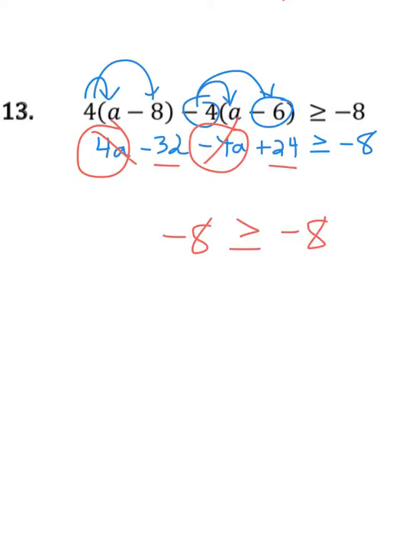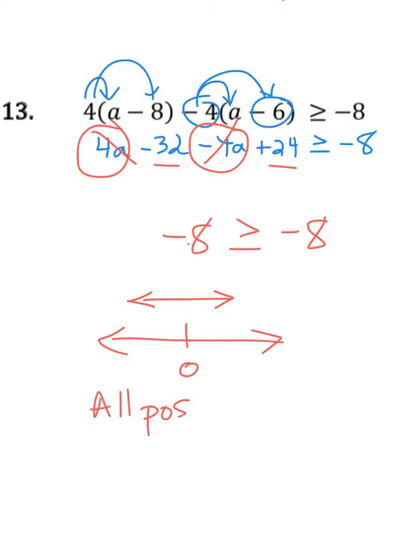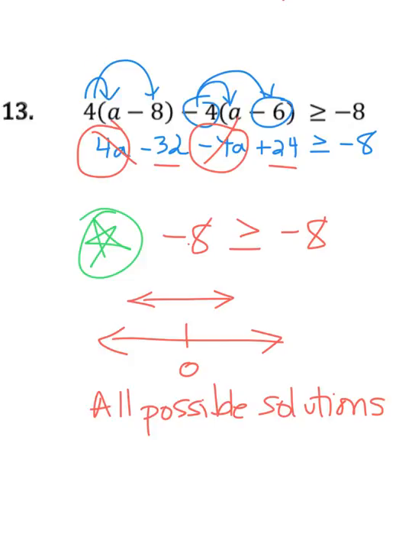Wait, so negative 8 is greater than or equal to negative 8. So that means all possible solutions are negative 8 or greater than or equal to negative 8. So you would graph it like this. I'm going to put 0 there, and all of the solutions, it means all possible solutions. And I'm going to put a star on that one. Let's check with the teacher tomorrow to explain that.